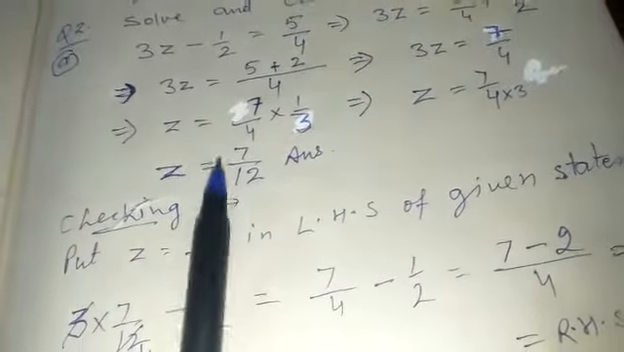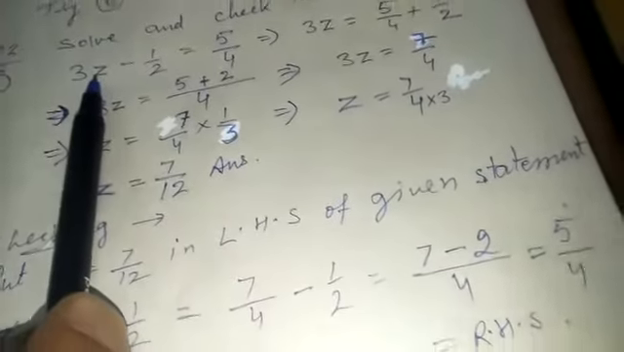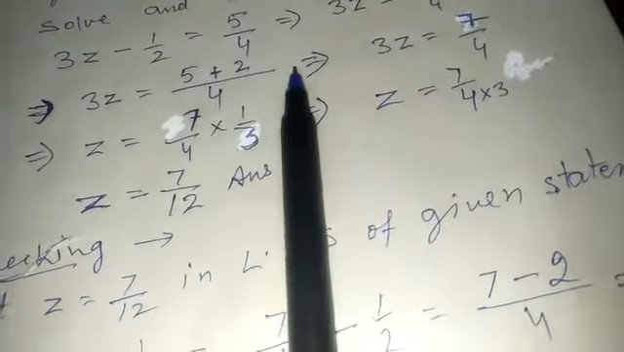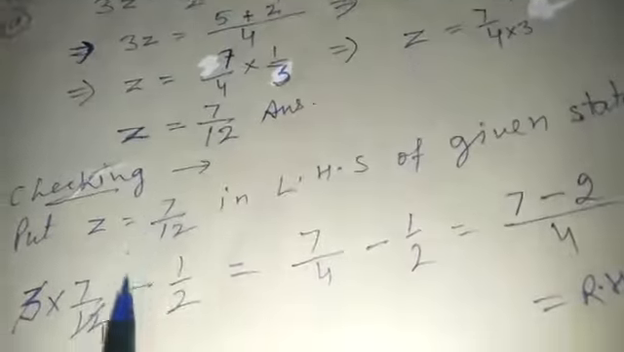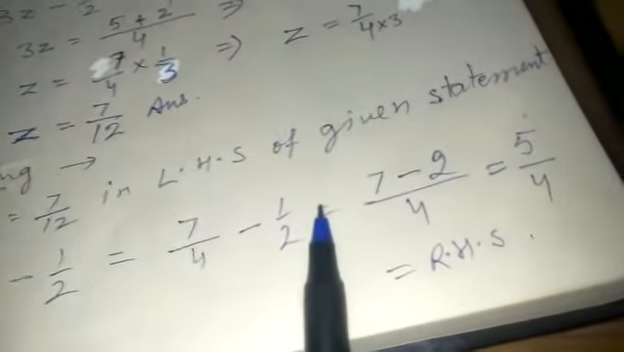Now checking. Put z is equal to 7 by 12 in the left hand side of the given equation. Put z here. The value of z is 7 by 12. So it will be 3 into 7 by 12 minus 1 by 2. We should get 5 by 4. If the answer is 5 by 4, then our solution is right. Checking is also right. Otherwise it is wrong. So 3 into 7 by 12 minus 1 by 2. 3 times 4 is 12. We will get 7 by 4 minus 1 by 2.